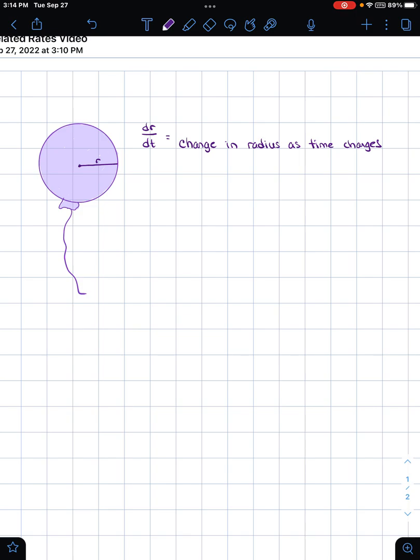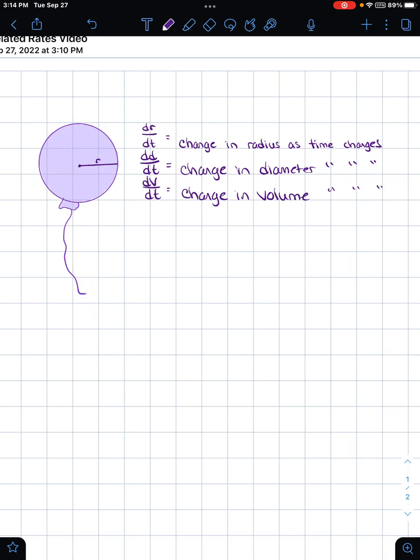Okay, welcome back. I hope you actually did that. Well, if the radius is changing, I know that the diameter is also changing. So it kind of seems weird, but I'm going to use dd over dt, change in the diameter as time changes. I know that the volume is also changing. The amount of air inside of the balloon is changing. That's the change in the volume. I'm going to use dv dt. That's the change in volume as the time changes.